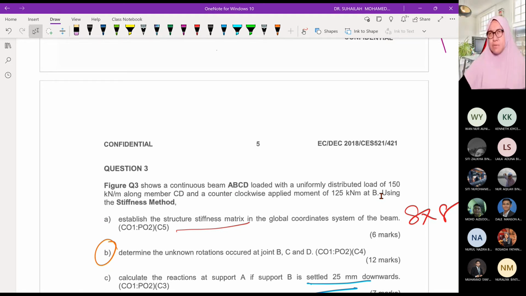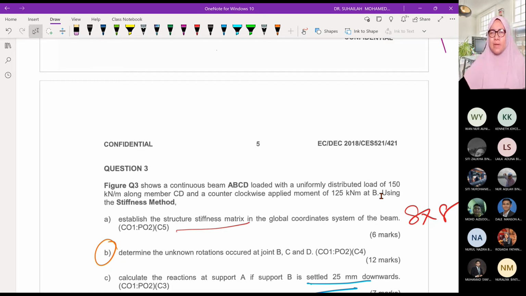Frame pun sama je macam beam. Actually bila you dah faham truss, bila you dah faham beam, frame ni combination only, dia gabung. So gabungan dia kat mana? Gabungan dia kalau dekat frame ada CX, CY. So frame ada coordinate, frame ada arrow. Itu yang dia ambil daripada truss. Lepas tu dekat frame akan ada UDL, dia akan ada point load macam kita analyse beam. Yang tu dia ambil daripada beam. So dia gabungkan semua tu jadi frame analysis.